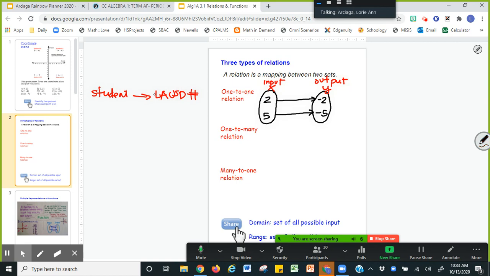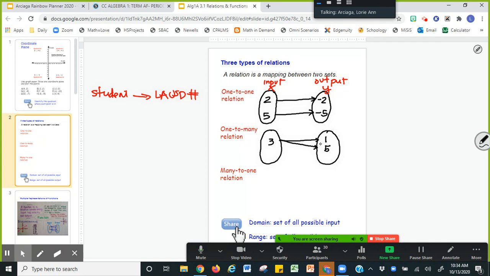Now let's look at another example, a one-to-many relation. Just by the name itself, it simply means for every one number in the input, sorry, I'll use those words later. For every number in the input, you're pairing it with more than one number in the output. So let's say I go 1 and 5, and then I match 3 with these 2. So that's one number paired with more than one number in the output.